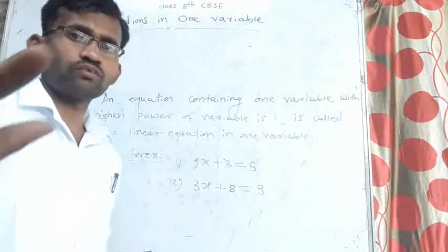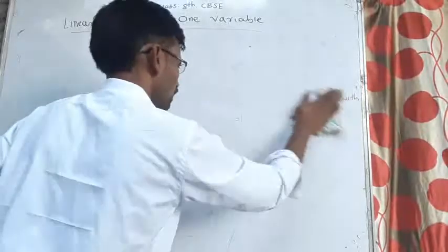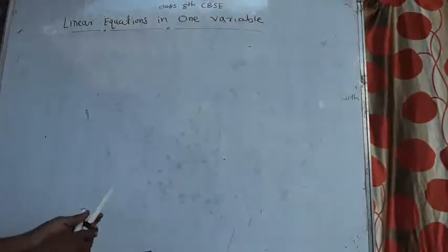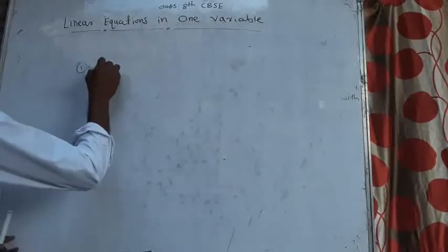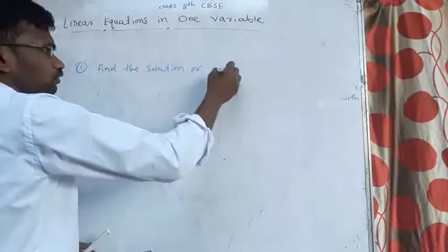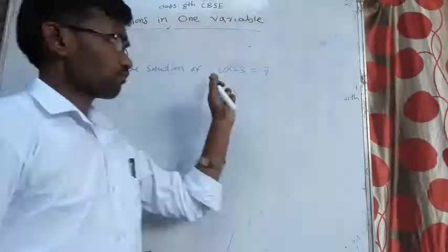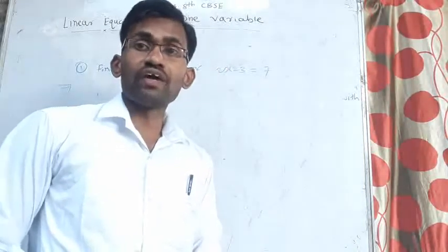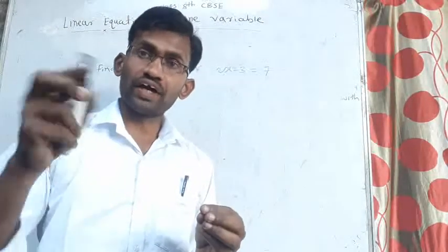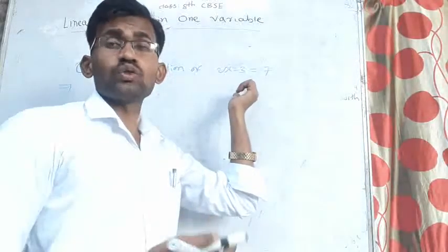Okay, let us take one example. How to solve the linear equation, we'll see. Find the solution of 2x minus 3 is equal to 7. Find the solution means we have to find the value of x. Solution of equation means if the value of variable satisfies this equation, then we can say that is the solution of that equation.